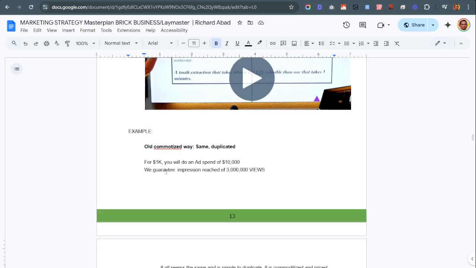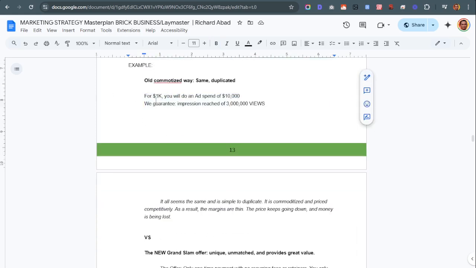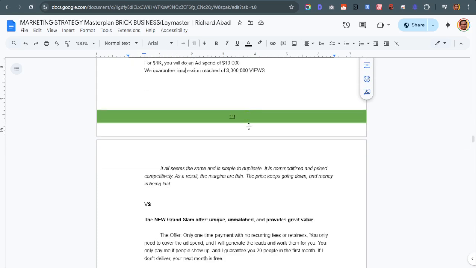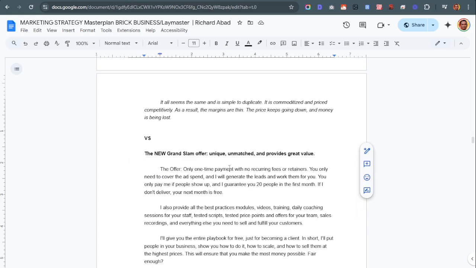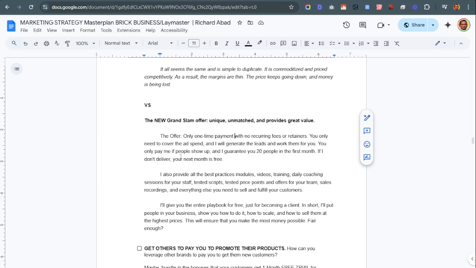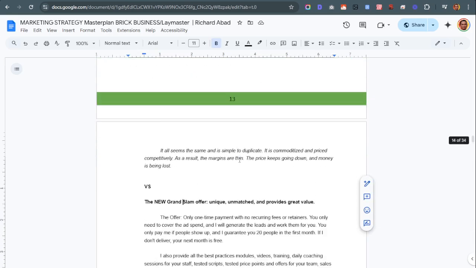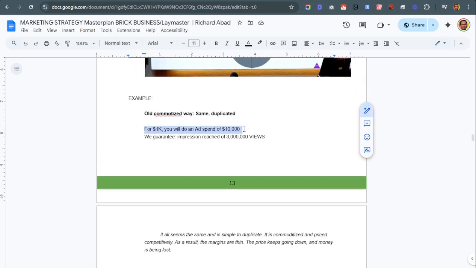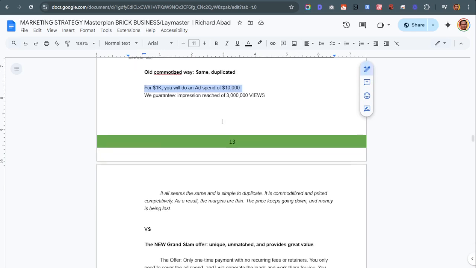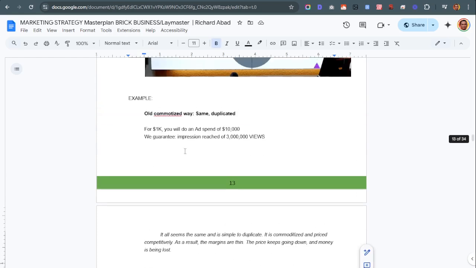So you have here an example. The old commoditized strategy is, for 1K we give you this product, this one's for social media, but for you it's we guarantee that our products are high quality and they're cheap. Versus a grand slam offer, we make it as specific as possible. Maybe in your case, this one is not in the construction materials industry, but the principle is the same. This example is for marketing, and this promise is for an ad spend of 10,000, we can guarantee 3,000 views.